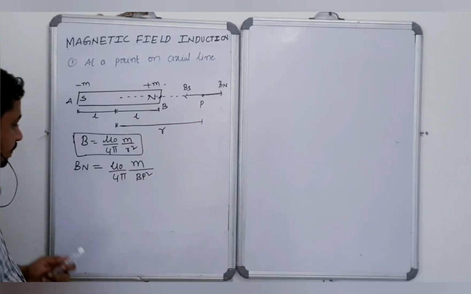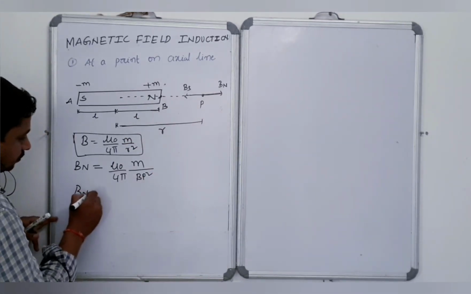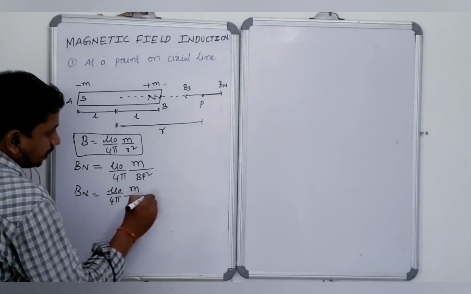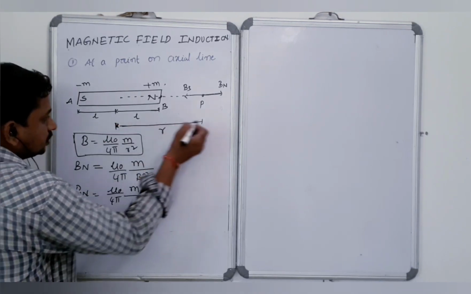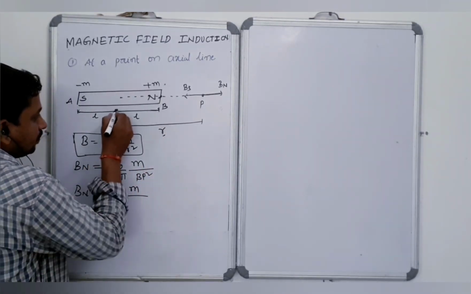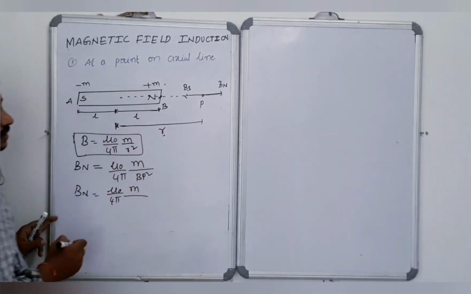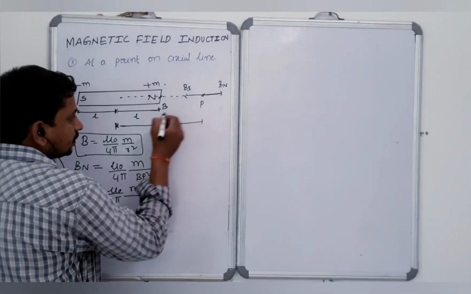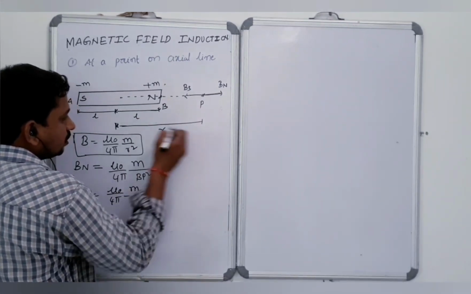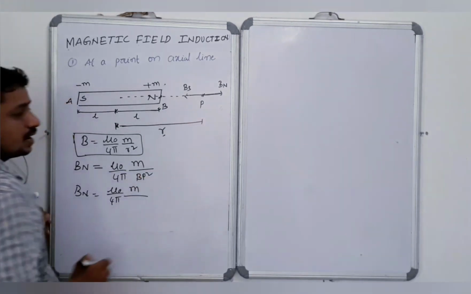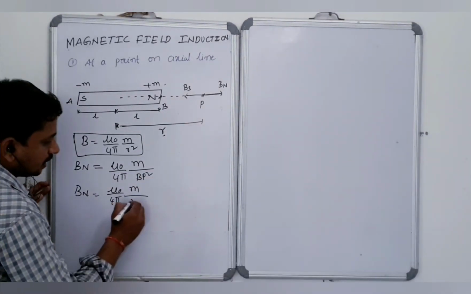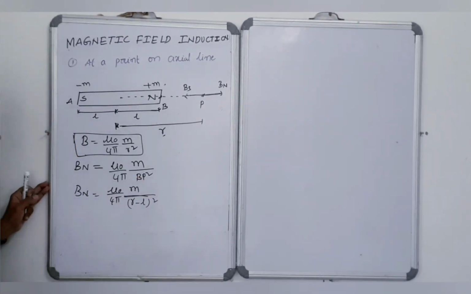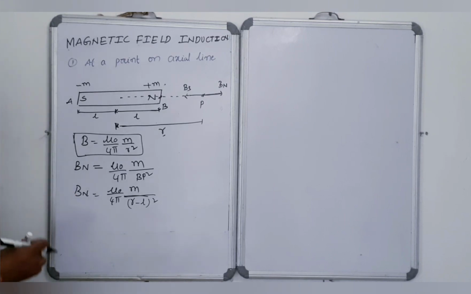So Bn is equal to mu naught by 4 pi into m by, here from the center to the north pole the distance is L. We need the distance between the north pole and point P. So here this is L, this is R, and this is L, which will be R minus L. So the distance BP becomes R minus L whole square. So this is the magnetic field induction due to the north pole.